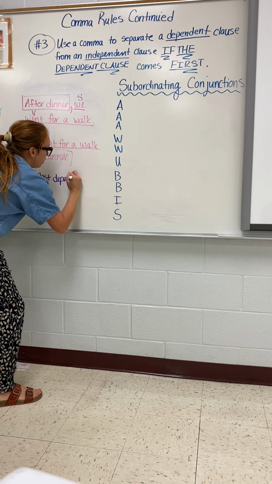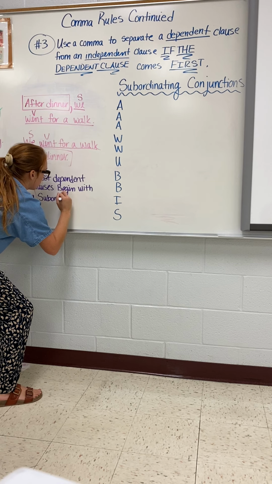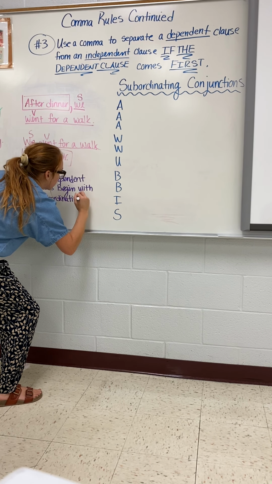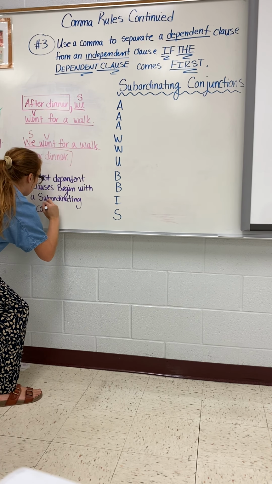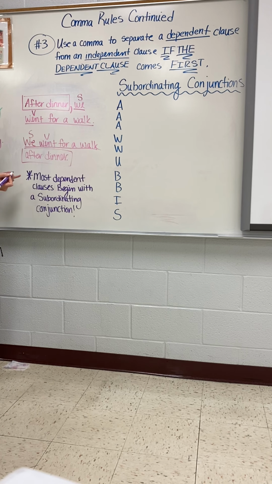Most dependent clauses begin with a subordinating conjunction. Okay? Most begin with a subordinating conjunction. So for instance, here, we went for a walk after dinner. After is an example of a subordinating conjunction.